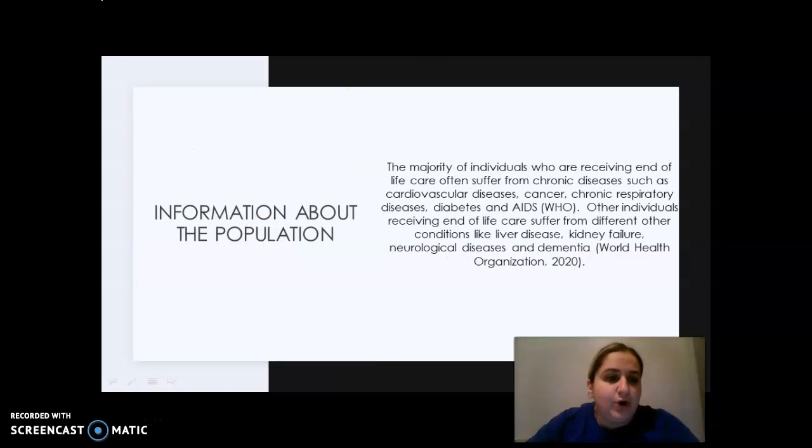So a little bit more information about the population. The majority of individuals who are receiving end-of-life care often have chronic diseases such as cardiovascular diseases, cancer, respiratory diseases like COPD, CHF, diabetes, AIDS. Other individuals might have conditions like liver disease, end-stage renal failure, neurological diseases, and dementia.